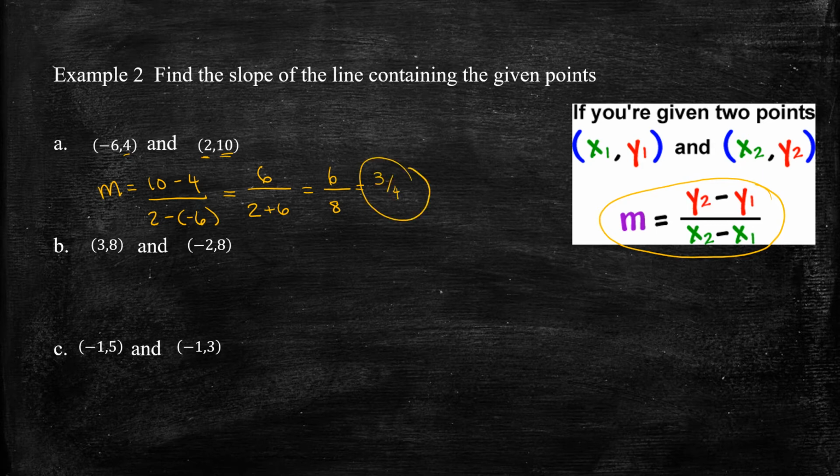Part B: m is equal to 8 minus 8 over -2 minus 3. Well, 8 minus 8 is 0. -2 minus 3, remember this is -2 plus a -3, so it works out to be -5. 0 over -5 is fine. This is allowed. This is the number 0.